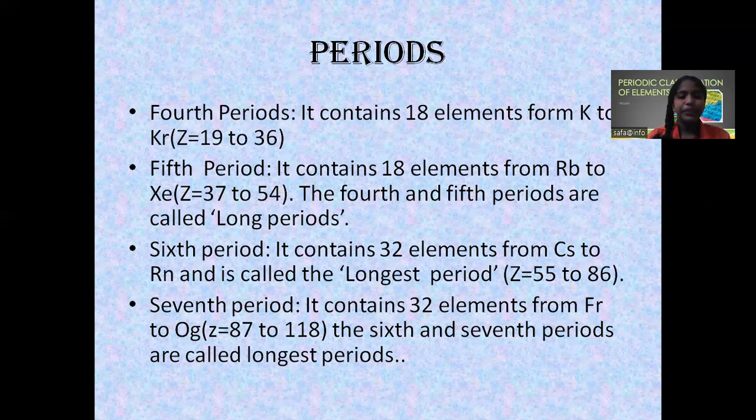The seventh period contains 32 elements from Fr to Og. The sixth and seventh periods are called longest periods. So what it is telling is that the sixth period has 32 and the seventh period has 32, and the sixth and seventh are called the longest periods.